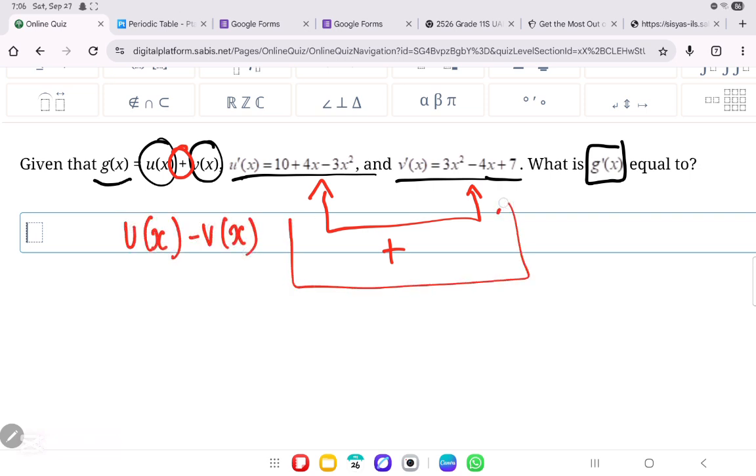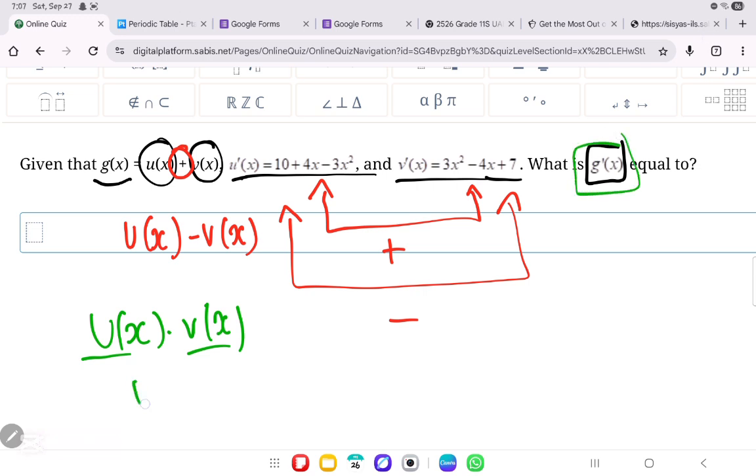We would subtract the two derivatives together. Now, if they asked us for u(x) times v(x), they would definitely need to give us the values of u(x) and v(x) in order for us to find the value of g prime x. And if they told us u(x) over v(x), they would also need to give us the values of u(x) and v(x) in order for us to solve.